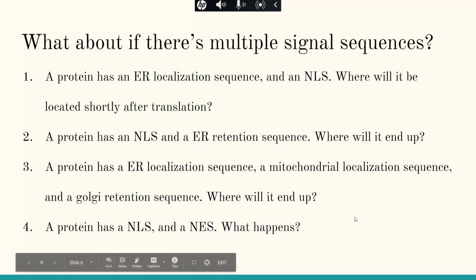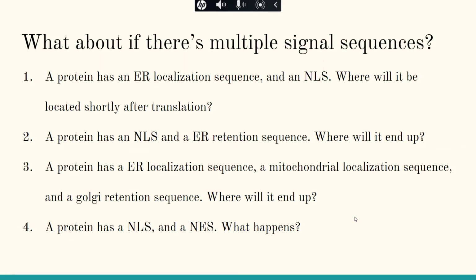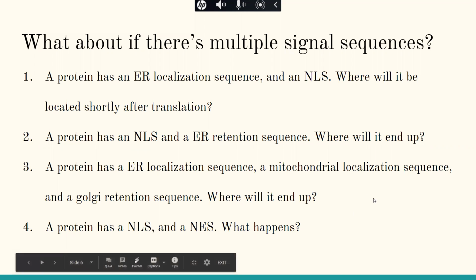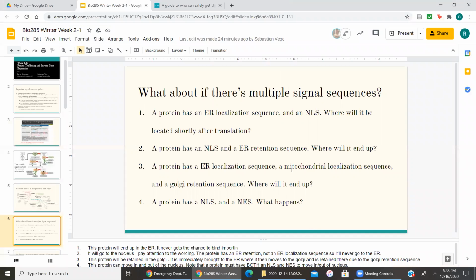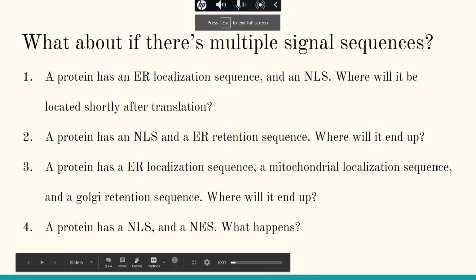Good job. Number 3, a protein has an ER localization sequence, a mitochondrial localization sequence, and a Golgi retention sequence. Where will it end up? The Golgi? I think so. That's right. Yeah, I was thinking Golgi. I just wanted to double check.